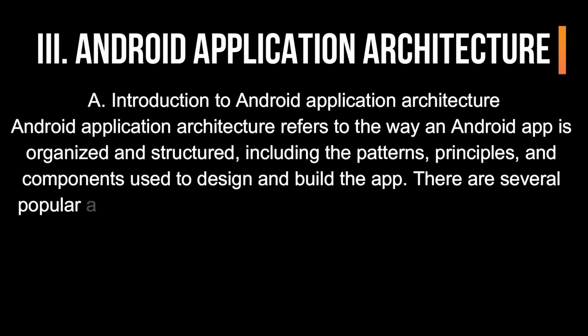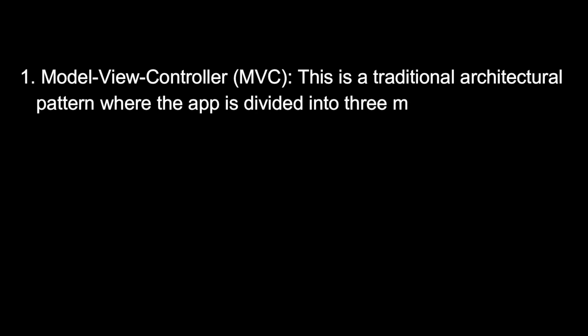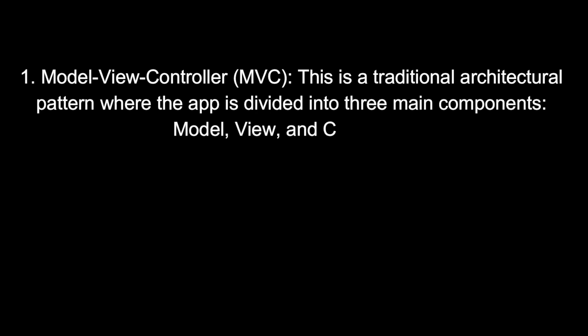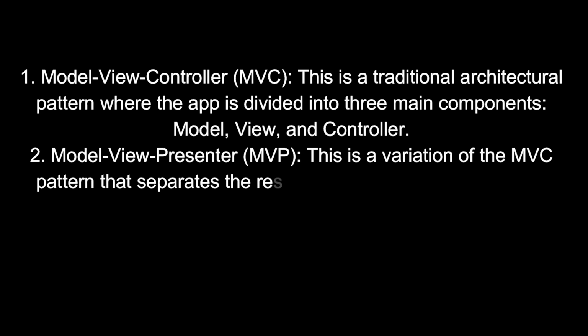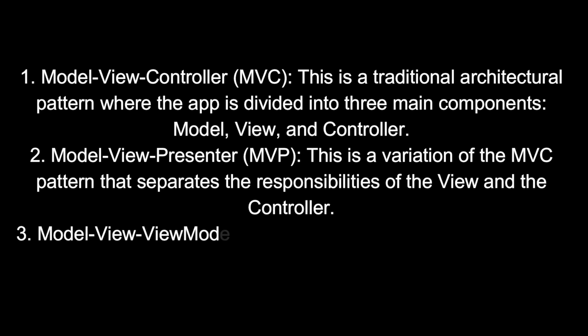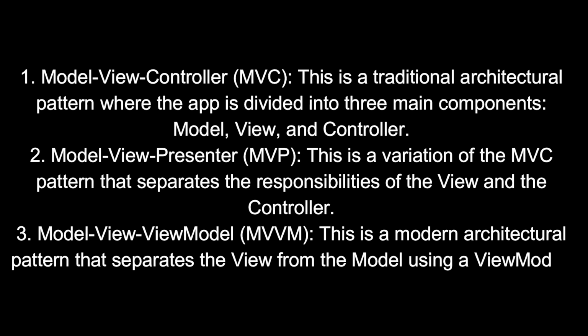There are several popular architectures used in Android app development, including: 1. Model View Controller, MVC. This is a traditional architectural pattern where the app is divided into three main components: model, view, and controller. 2. Model View Presenter, MVP. This is a variation of the MVC pattern that separates the responsibilities of the view and the controller. 3. Model View View Model, MVVM. This is a modern architectural pattern that separates the view from the model using a view model.